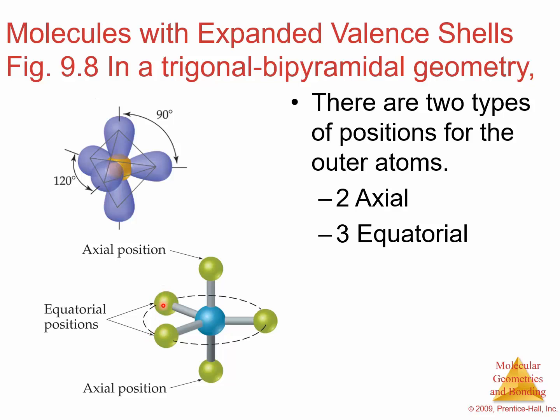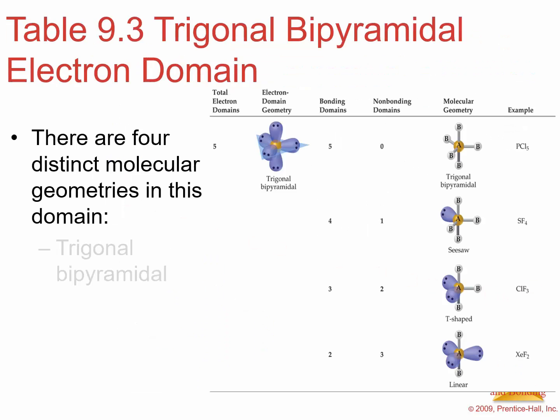So if we have one electron pair, we put it here. The second non-bonding pair, we put it here. A third one, we put it here. We avoid placing a non-bonding pair on the axial position. This will destabilize the molecule due to electron repulsion. So remember, we have 2 axial and 3 equatorial, and these are the bond angles for them.